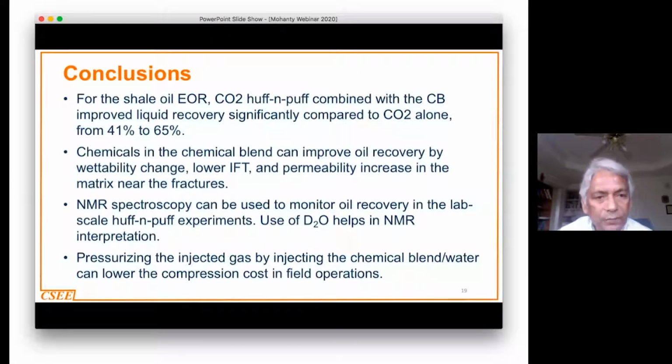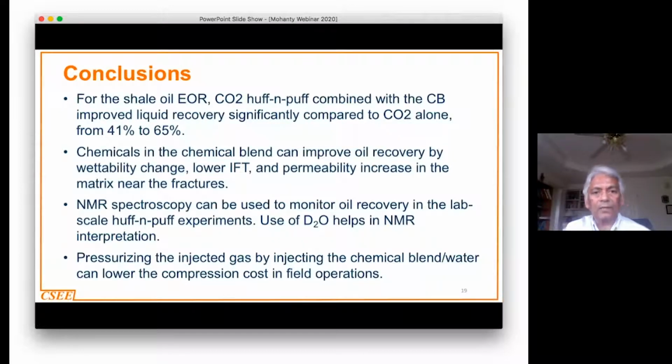So to close the first part, let me conclude. For shale oil EOR, CO2 Huff-n-Puff can be combined with chemical blend with pretty high recoveries. And again, we have been doing experiments with CO2, but we are looking into doing these experiments with hydrocarbon gases. That's what we're doing now.